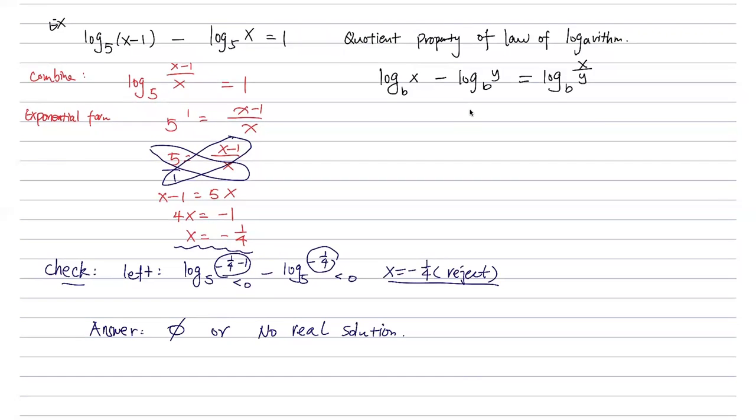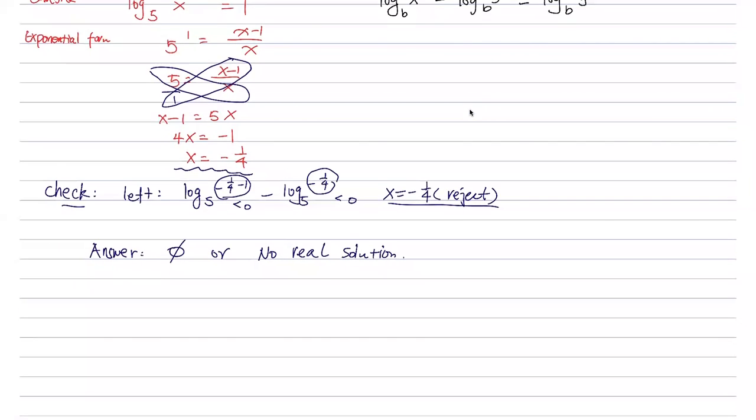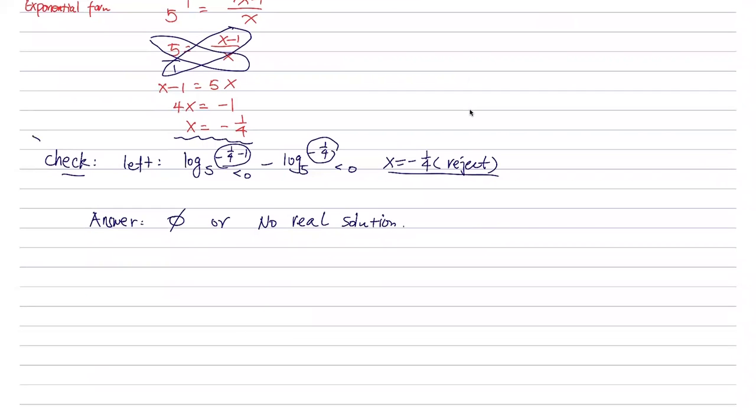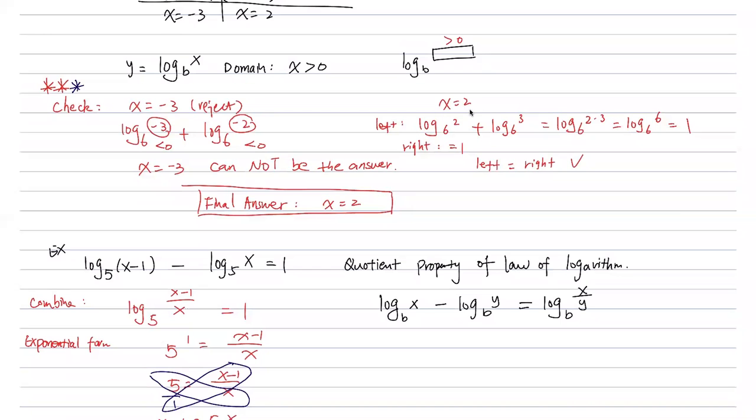All right, so it has happened that we do not have any solution, or maybe we're going to reject one of the solutions, or maybe we can keep both. So that's why it's very important right here that you need to check your answer for each one. I'm going to put one more star for this.